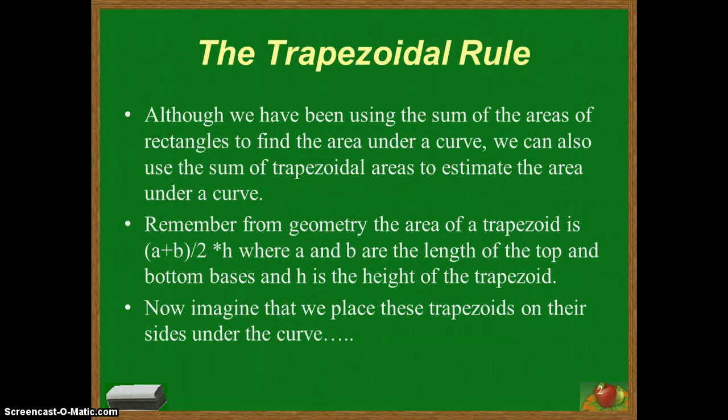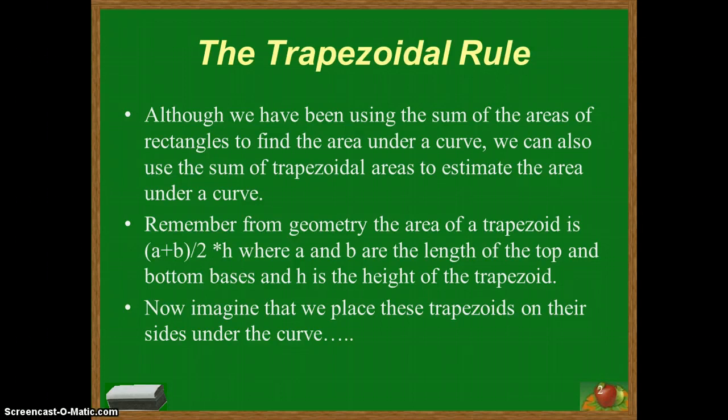Up to now we've been using the idea of the sum of the areas of rectangles to estimate the area under a curve. However, we can also use the sum of trapezoidal areas to estimate the area under a curve. If you remember from geometry, we can define the area of a trapezoid as (a plus b) divided by 2 times h, where a and b are the lengths of the top and bottom bases of the trapezoid, and h is the height of the trapezoid.